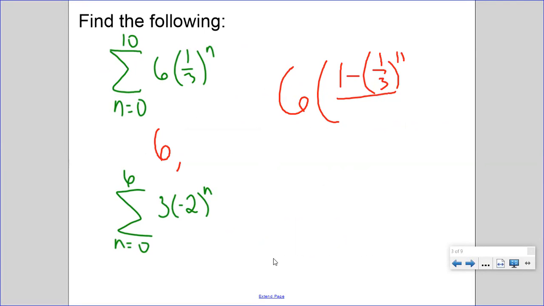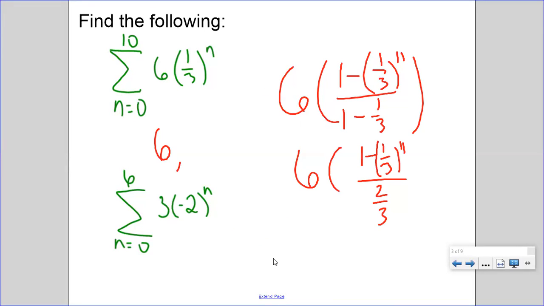And then we're doing 1 minus 1/3. So this gives us 6 times 1 minus 1/3 to the 11th, all over 2/3. So we could get that, and that would look like what? Yeah, I can multiply. That would be 9 times 1 minus 1/3 to the 11th. Now let's talk about what's 1 minus 1/3 to the 11th.